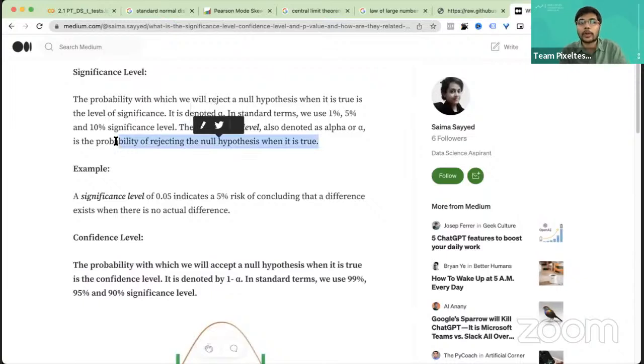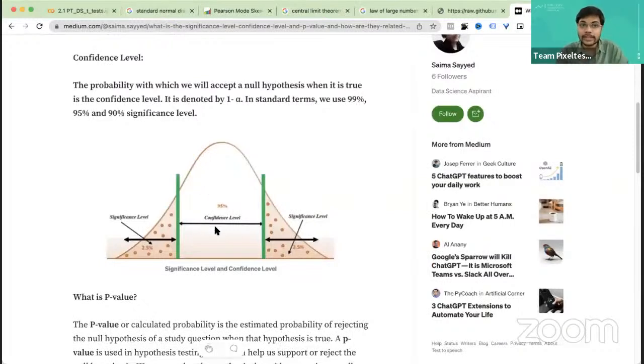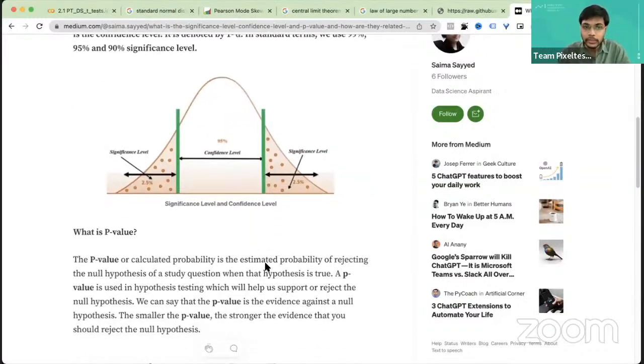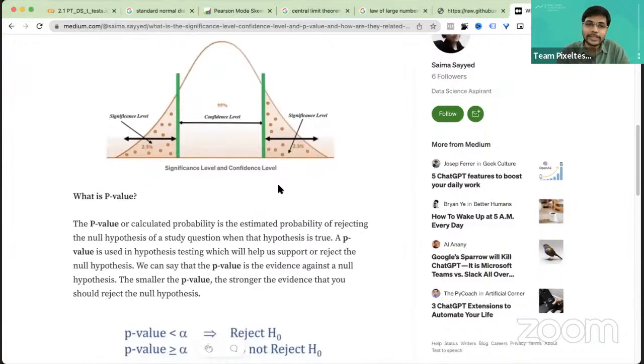So what is the probability that we will be rejecting the null hypothesis? That is the significance level, right? Confidence level is the probability with which we will accept a null hypothesis. We're confident about it. And the opposite of it is the significance level, right? So I hope these concepts are clear, significance level and confidence level, right?